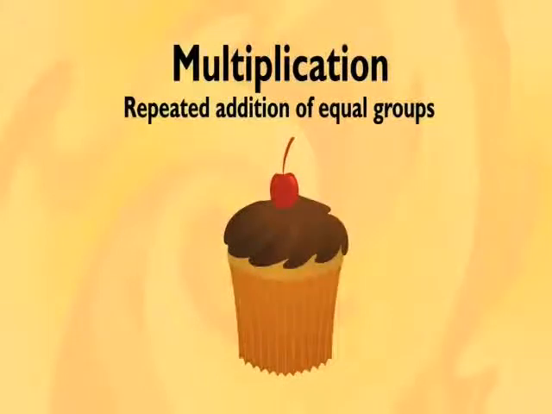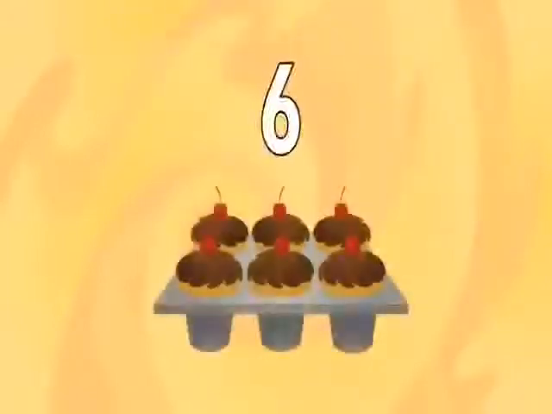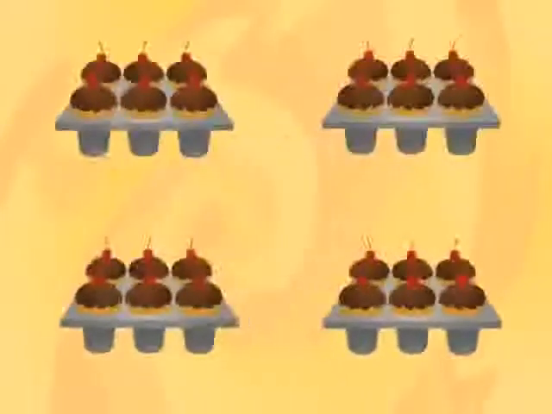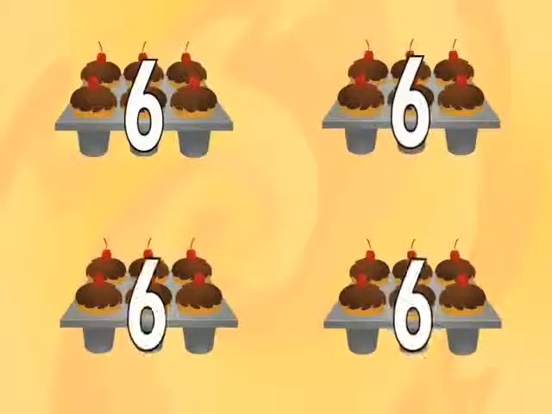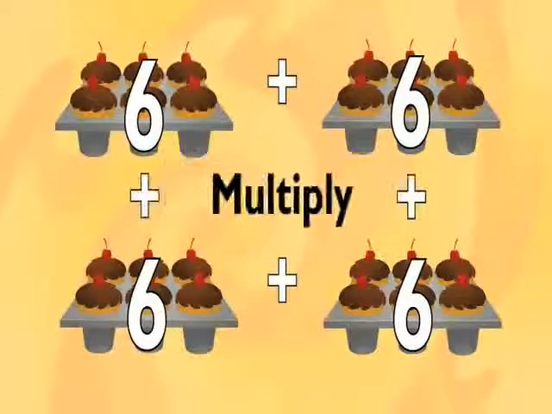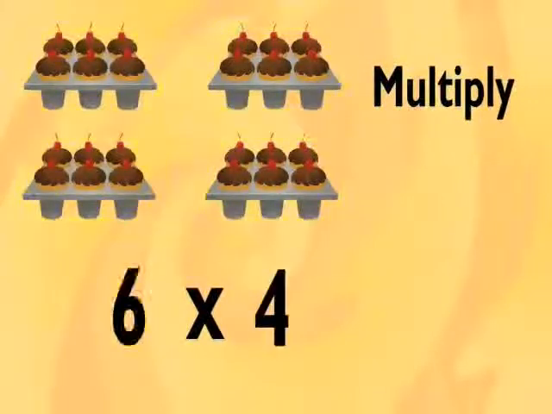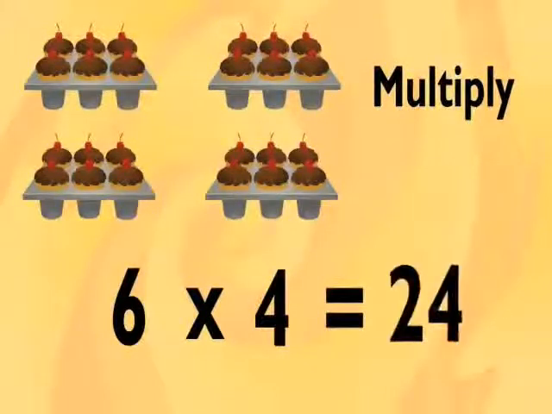Multiplication is the repeated addition of equal groups. If you multiply instead of trying to add, it might be easier to keep track. How many cupcakes does one pan bake? 6 cupcakes. And how many pans did you bake? 4? Okay, 4 pans of 6. You can either add them all together separately, 6 plus 6 plus 6 plus 6, or... Oh, I can multiply. Yeah, you baked 6 cupcakes 4 times, so 6 times 4 equals 24.